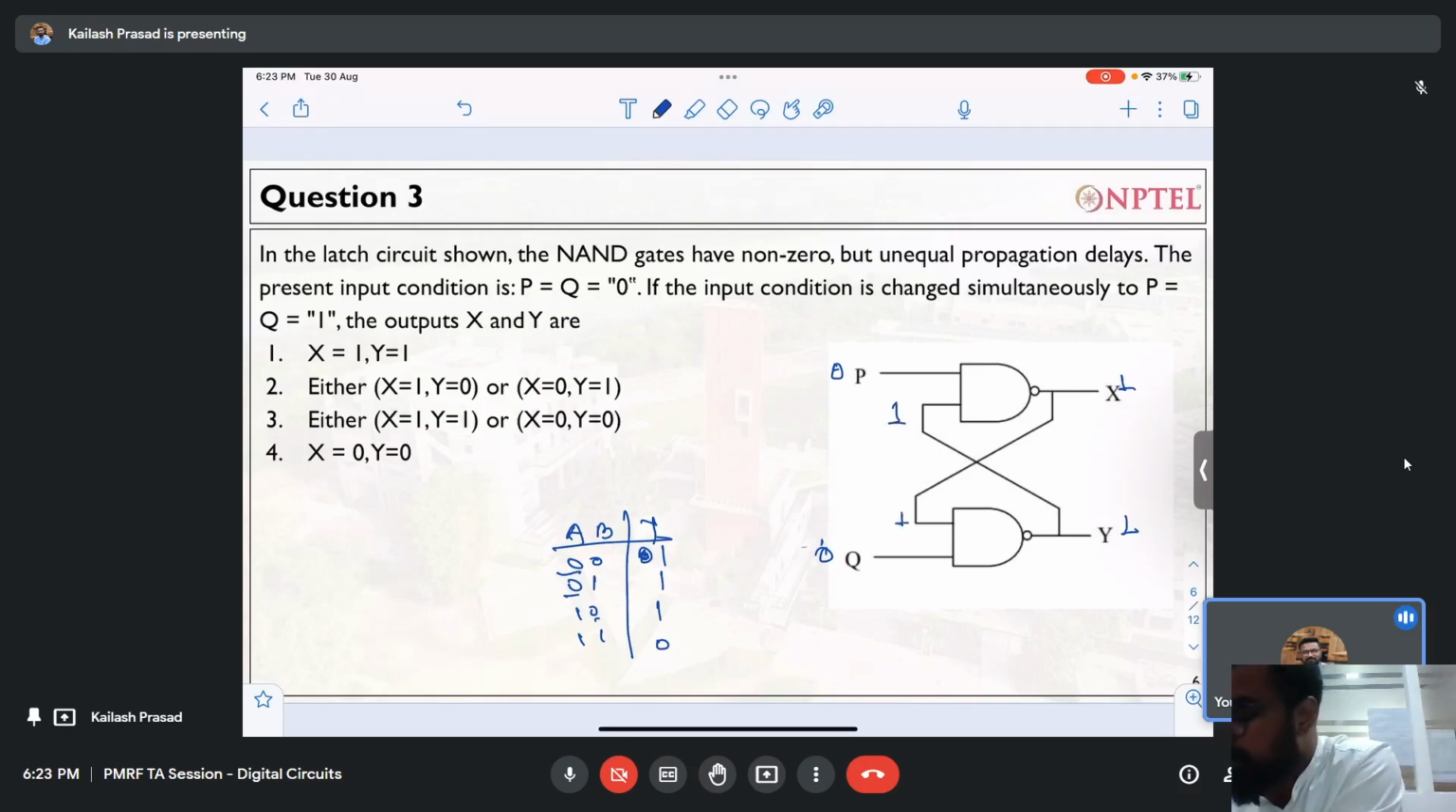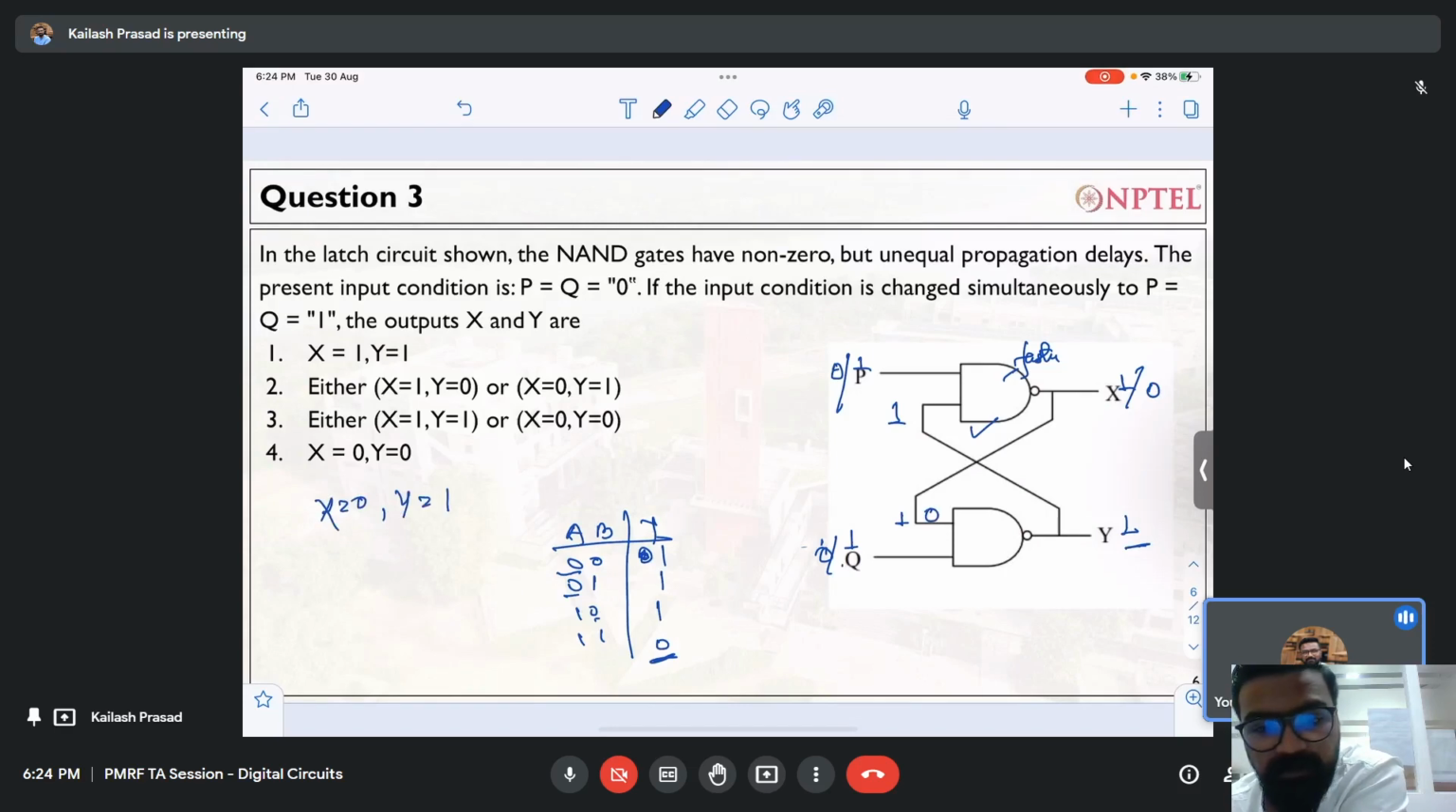Now, consider that any one of the gates is faster. If this is faster, and I change both the nodes from 0 to 1, both the gates will try to give the output. Whichever gate gives the first output will be the faster one. Both the nodes of this gate have become 1 and 1, so the output will become 0. It will come here, and this 0 and 1 makes the output remain as 1. So x will be 0 and y will be 1.